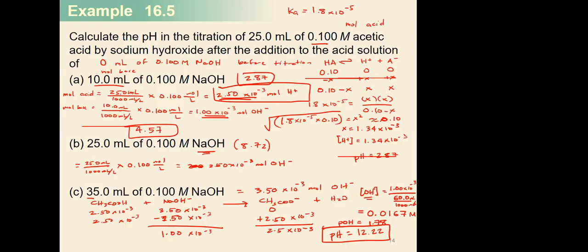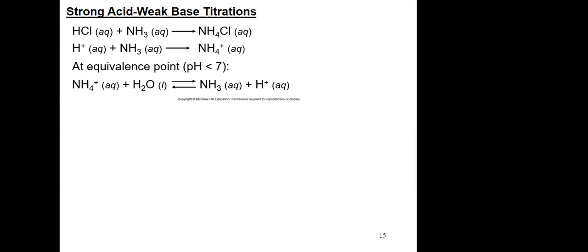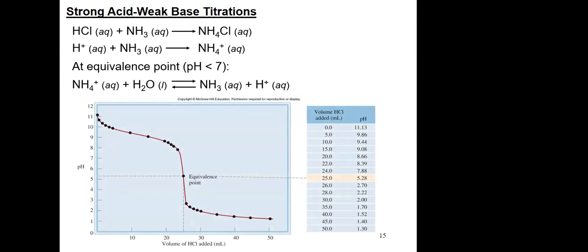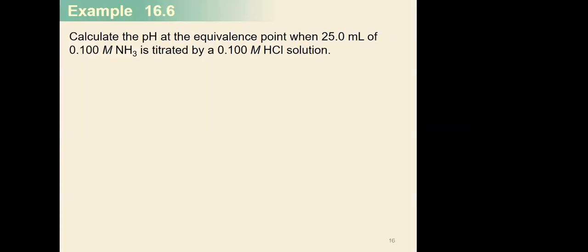So let's try this one. A strong acid and weak base. If you have a strong acid and weak base, the pH at the equivalence point is less. If we look at it this way, you're adding strong acid to a weak base, so the pH becomes lower. And let's try to solve this one right away.